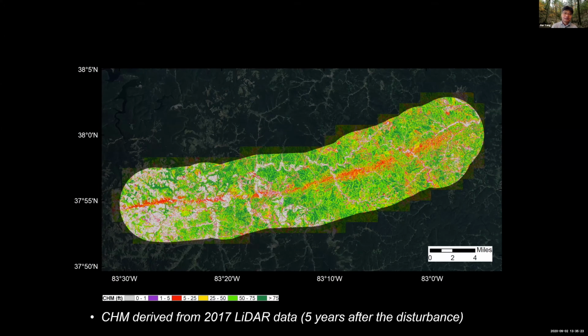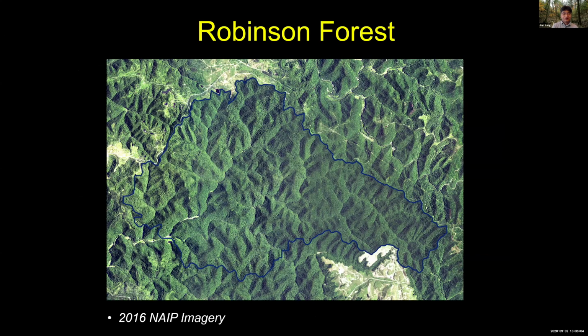You can see that those red pixels are the pixels where the canopy height is between 5 and 25 feet. I cannot see very clearly, but the LIDAR data is derived from 2017 maybe. So that was, I remember, 5 years after the disturbance. So it captured the forest regrowth after that tornado.